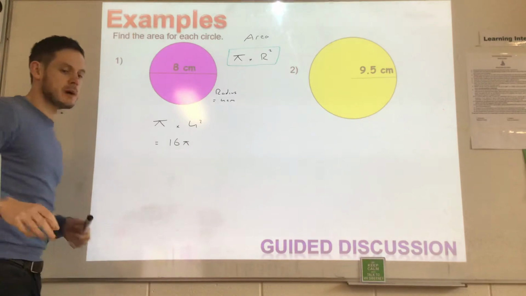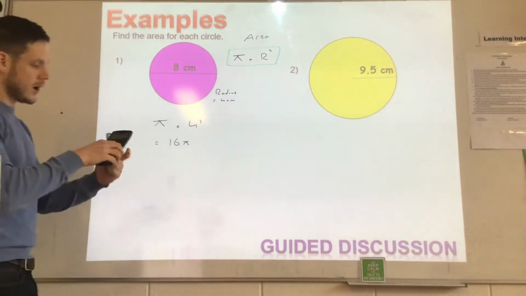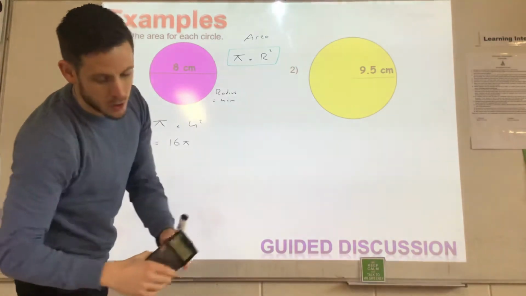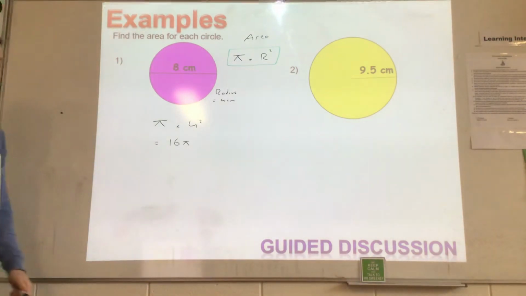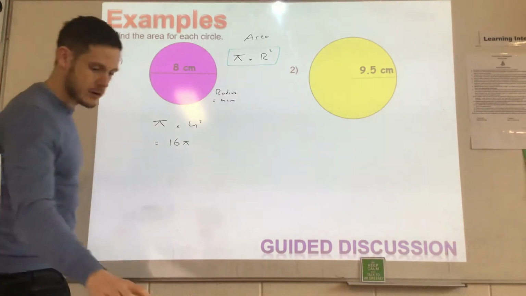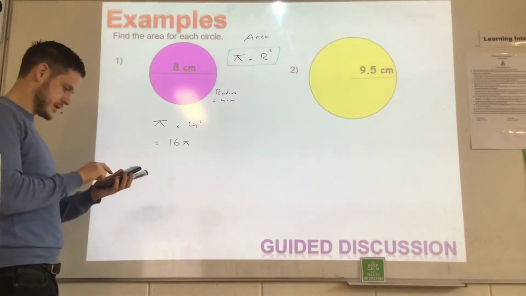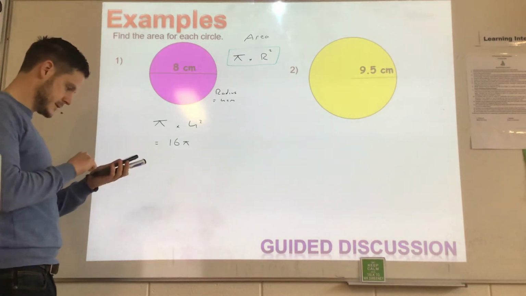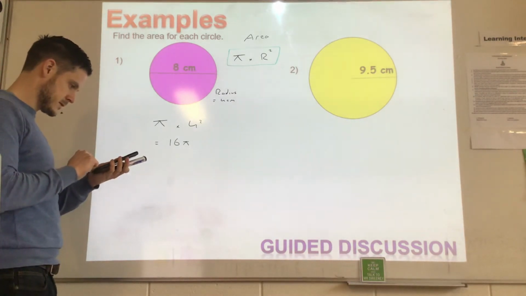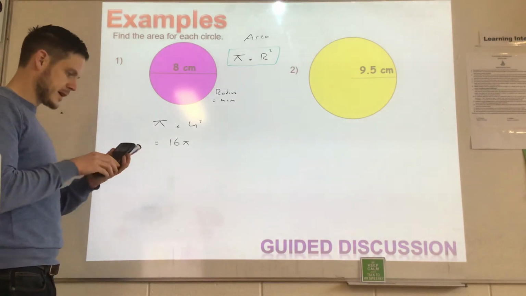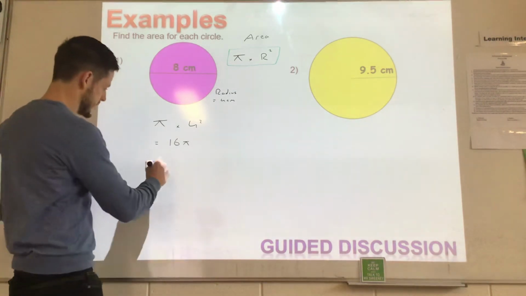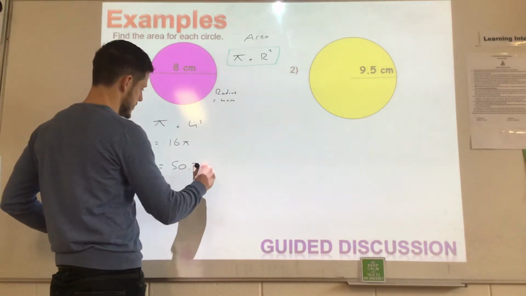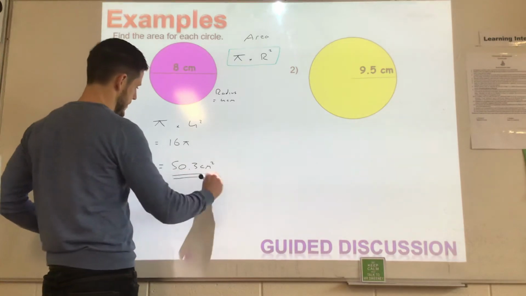And if you get 16 pi, all you do is you press change, which is this little button here. I know it's hard to see, or SD if it's a Casio calculator, and it will change that for you. So if I press 16 pi here, and I press change, I get 50.3 is my answer. So 50.3, and I write centimeters squared because it's an area.